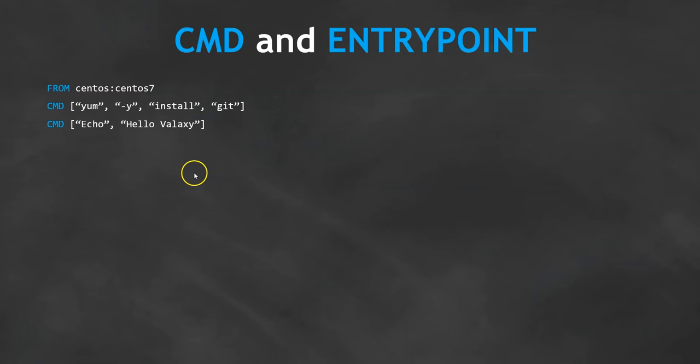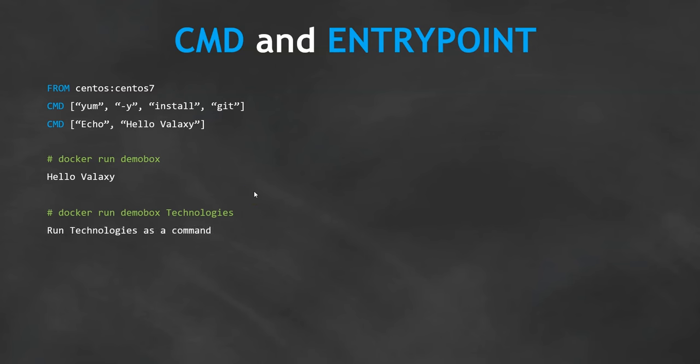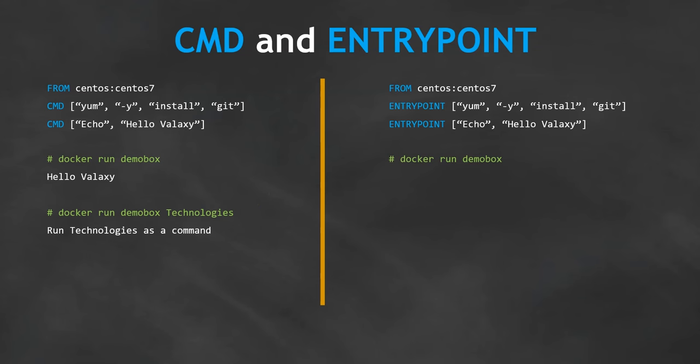Next thing, we tried to execute two CMD commands. So when we use two CMD, if we run the container it is going to execute the latest CMD, nothing but whatever is at the end of the Dockerfile. And if we give any instruction, it is failing. We tried to run technologies as a command. Then in entry point also, it tried to execute the latest command, and if we add any arguments, they will be appended to the existing one.